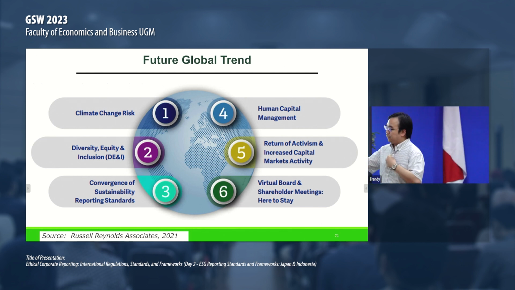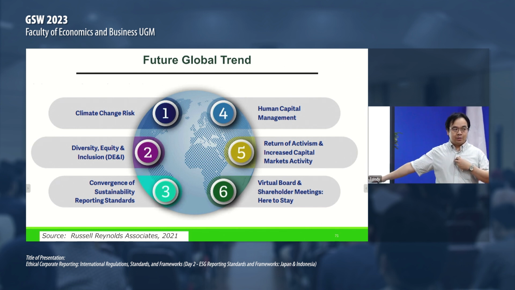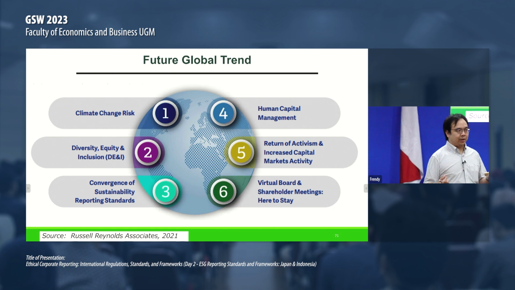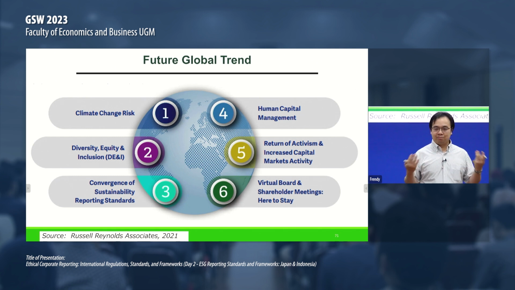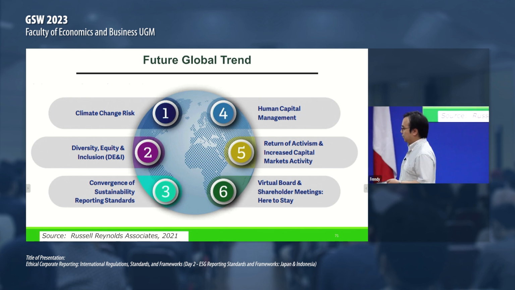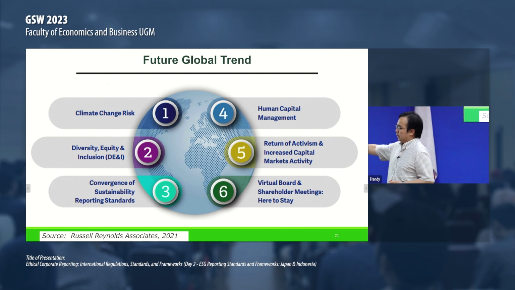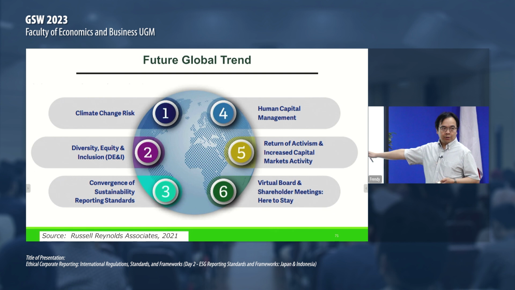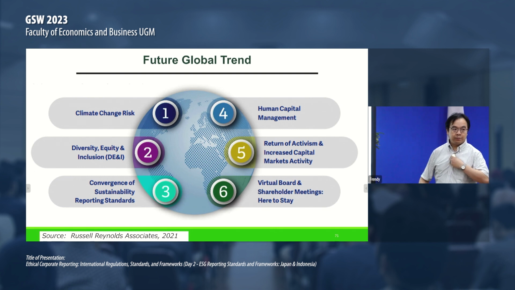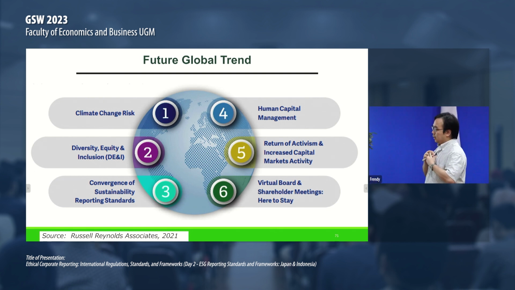And then the convergence or consolidation of diverse standards we've seen today. It's going to happen more and more in the future. So probably GRI will converge. It is a possibility. And then the relevance of ESG information, even in the finance field and capital market.